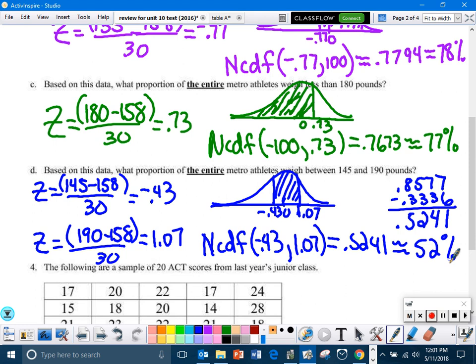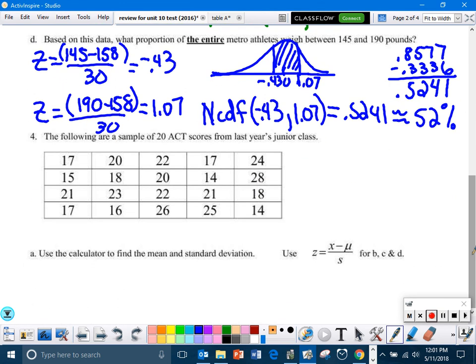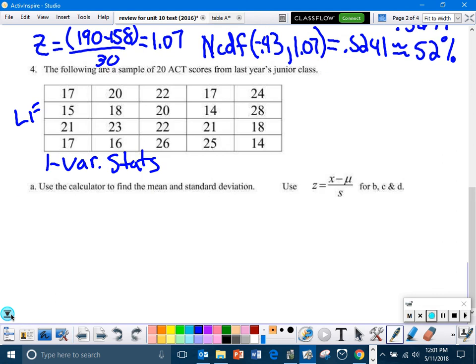All right, moving on. Okay, this problem, we do exactly the same thing. We're going to type all of these in list 1. Then we're going to do one variable stats. Okay, I am not going to do that this time. So to save a little bit of time, I'm going to skip that and just go right to the answers. All right, so the mean, which again is the mu in this case, is 20. We rounded, it's 20. The standard deviation that we use is 4. Again, round it to 4.